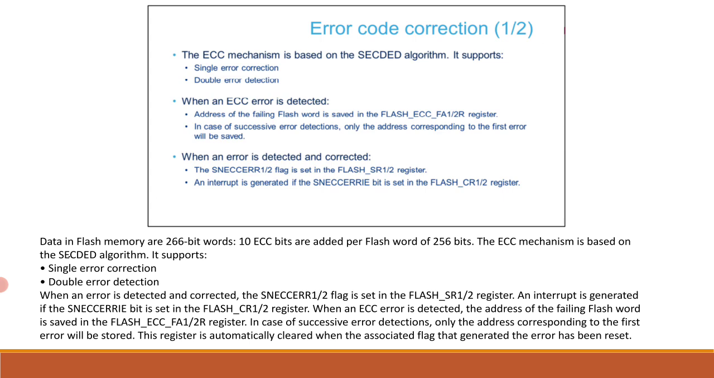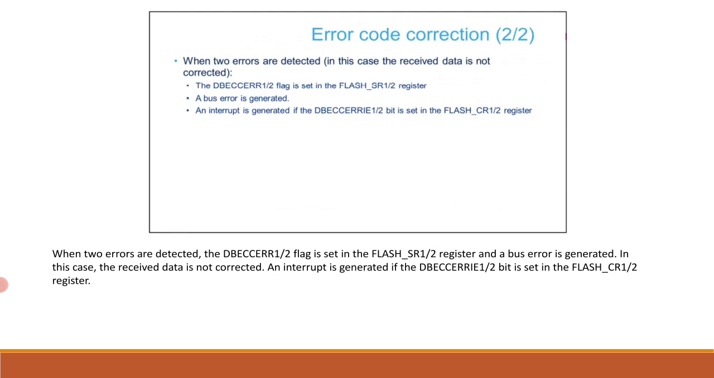When 2 errors are detected, the DBECCERR1 or 2 flag is set in the FLASH_SR1 or 2 register and a bus error is generated. In this case, the received data is not corrected. An interrupt is generated if the DBECCERRIE1 or 2 bit is set in the FLASH_CR1 or 2 registers.